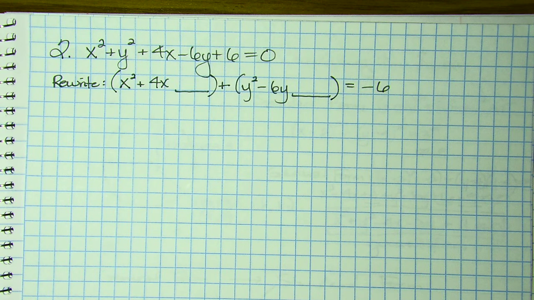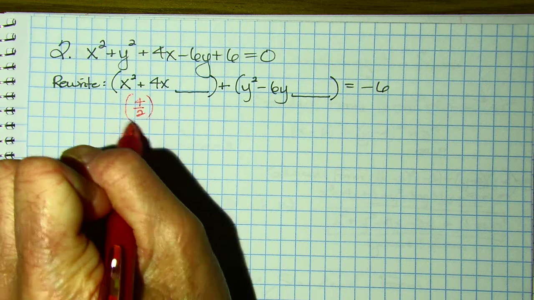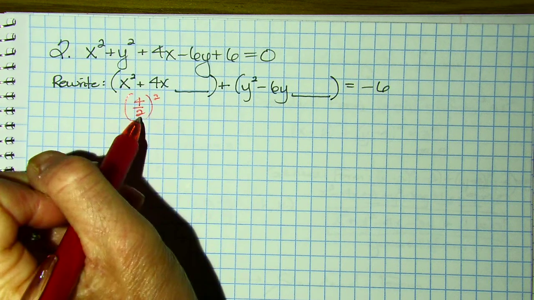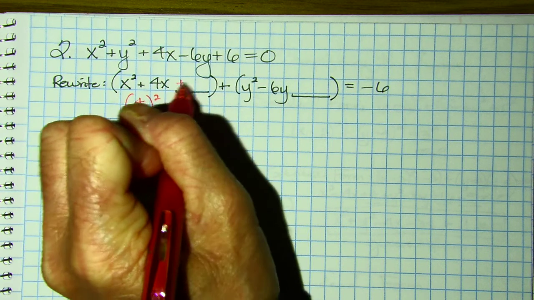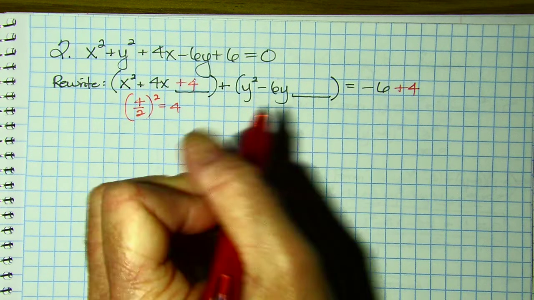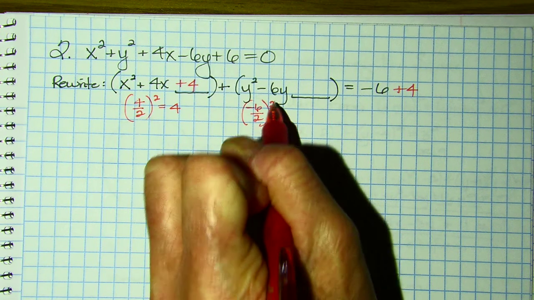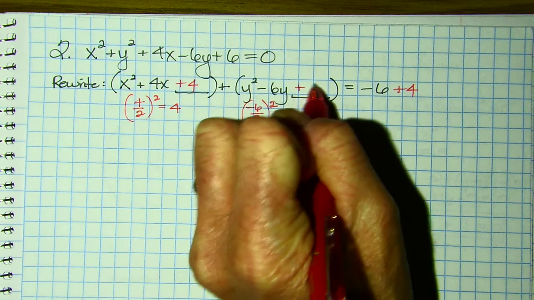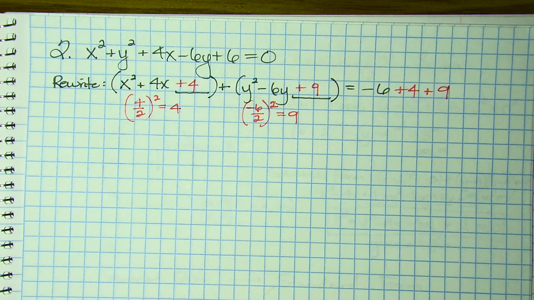All right, now we're going to complete the square. So 4 over 2, the middle term divided by 2, is 2. 2 squared is 4. So I'm adding 4 here and here. Next, I have a negative 6 divided by 2. That's negative 3. Negative 3 squared is a positive 9, right? Any number squared is positive, so I'm adding 9 here.